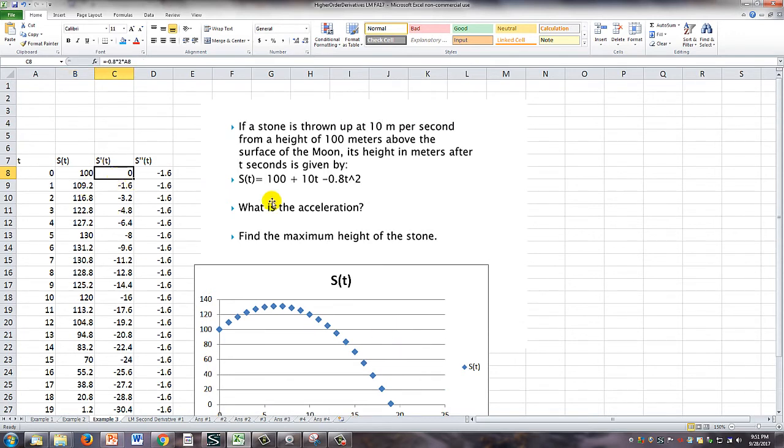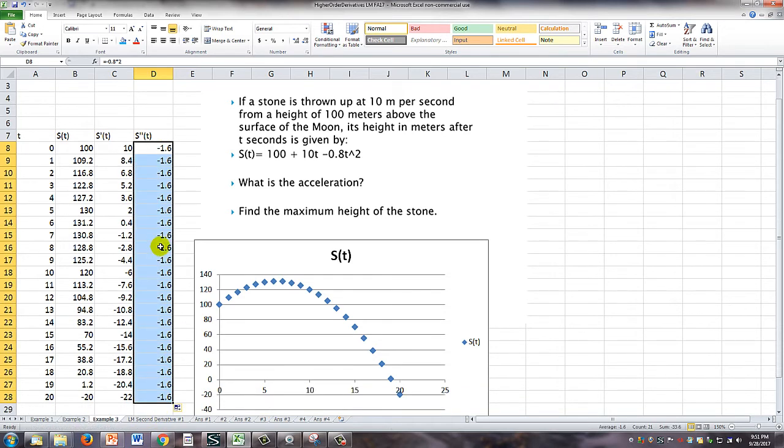The first derivative would be, I think I put it in here better. The derivative of 10t is 10, and then the derivative of negative 0.8t squared is negative 0.8 times 2 times t. So let me adjust that. Okay, and then the second derivative is the derivative of the derivative, so it would just be negative 0.8 times 2. It would be a constant. So you can see when you drag it down, the second derivative isn't going to change.